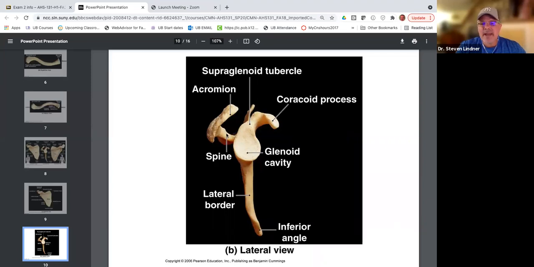Here's the spine of the scapula. In the front is the coracoid process, and the back is the acromion process. On the top of the glenoid cavity is the supraglenoid tubercle, and on the bottom would be the infraglenoid tubercle.